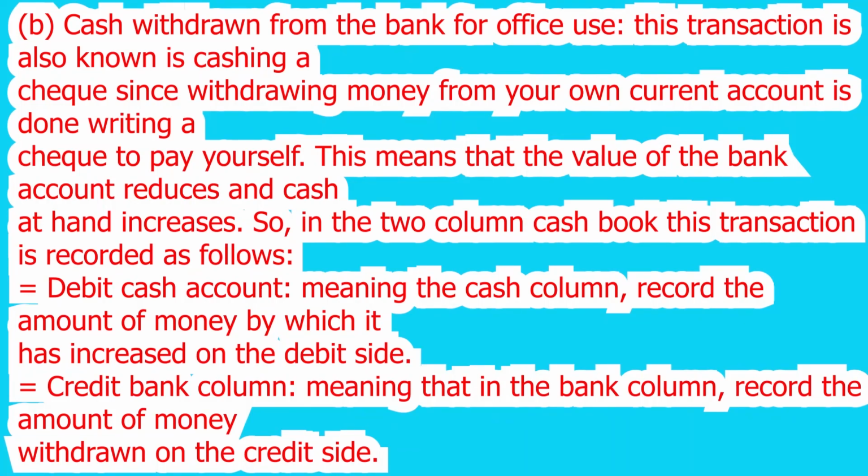This means that the value of the bank account reduces and the cash at hand increases. So in the 2-column cash book, this transaction is affected as follows. Debit cash account, meaning in the cash column record the amount of money by which it has increased on the debit side. Then credit bank column, meaning that in the bank column record the amount of money withdrawn on the credit side.